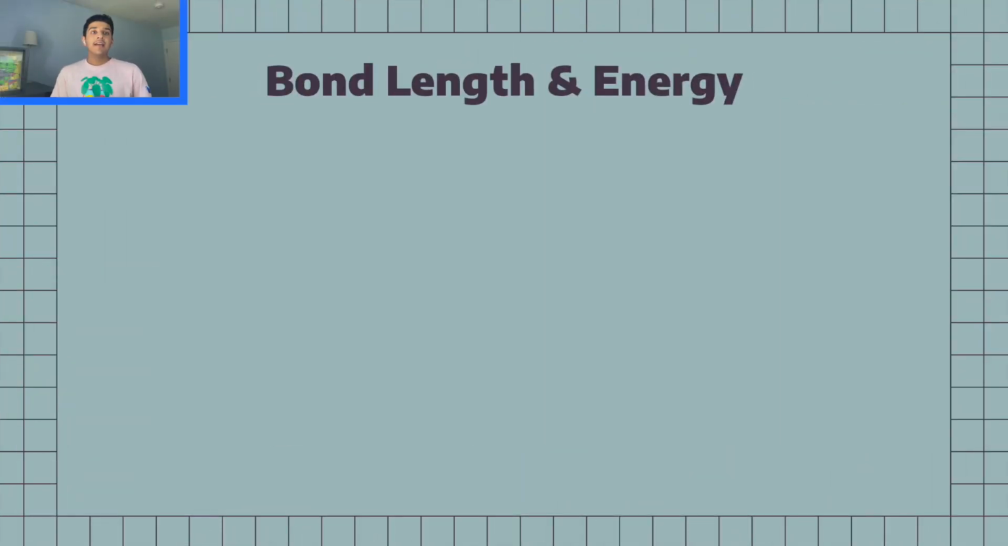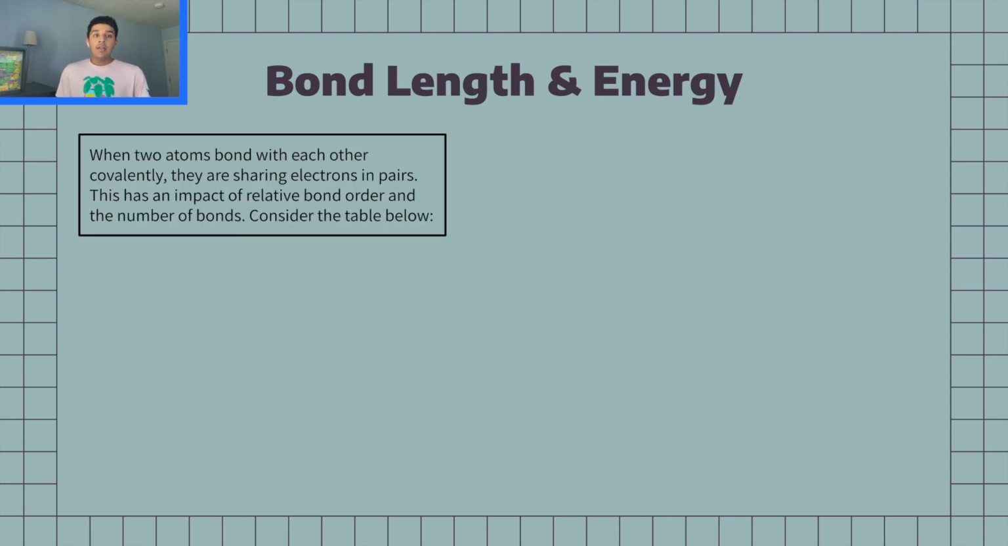Moving on, our next topic of discussion is bond length and energy. One thing to keep in mind before we start is that this only applies to covalent molecules and covalent bonds. We already know that when 2 atoms bond covalently, they do so by sharing pairs of electrons. But something interesting is that you can have more than 1 bond between 2 atoms. You can have up to 3 bonds.